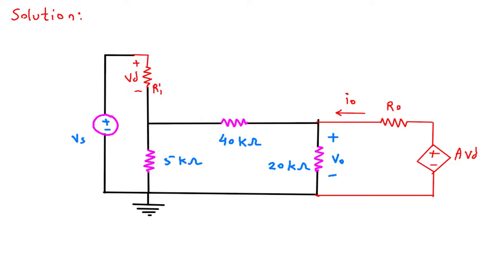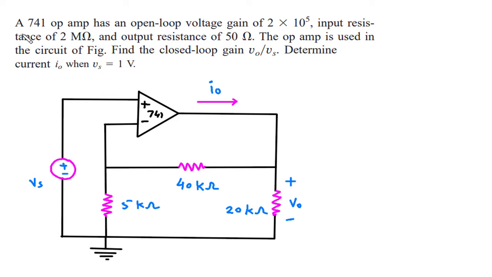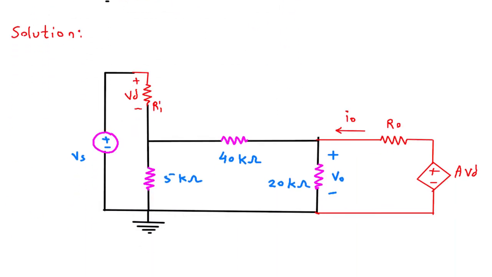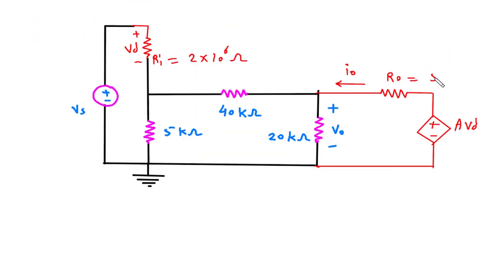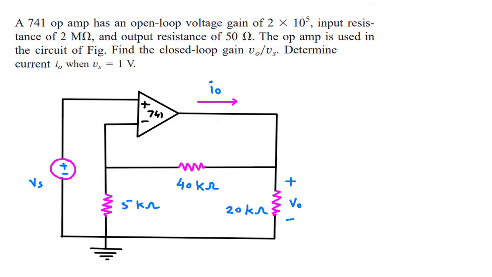The value for Ri is given, input resistance of 2 mega ohm. So this is 2 mega ohm, 2 into 10 to the power 6 ohm. Ro is also given. Ro is output resistance of 50 ohm. So Ro is 50 ohm. This A is also given. So A is equal to 2 into 10 to the power 5.